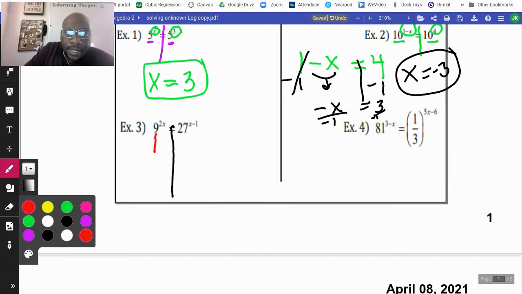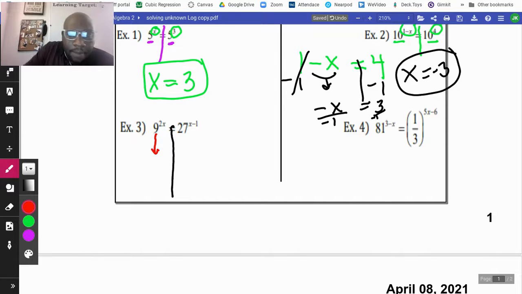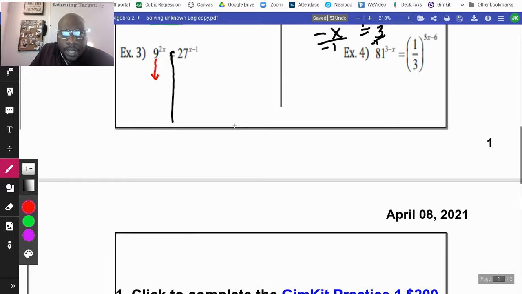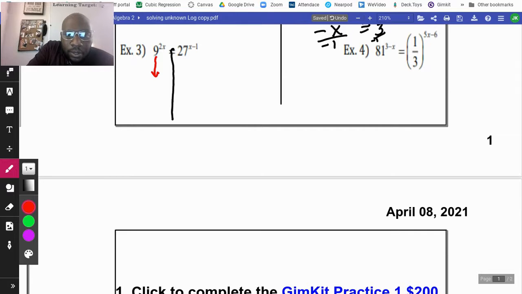So this is a 9, right? How can I make a 9 get to be a common base with the 27? What do these share in common? In other words, what number can divide those two that I can use? I know 2 will not divide 9 or 27 evenly, so 2's out of there. What about 3? Oh, yeah. Let's try 3. So the common base is 3.